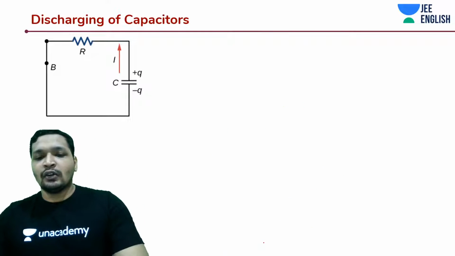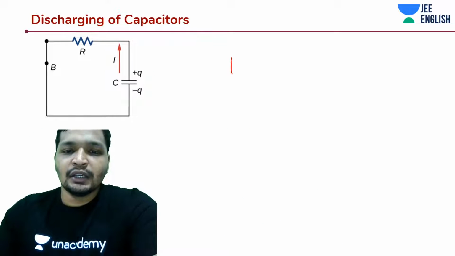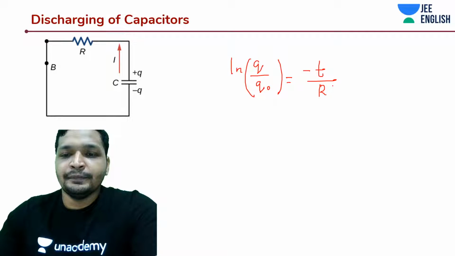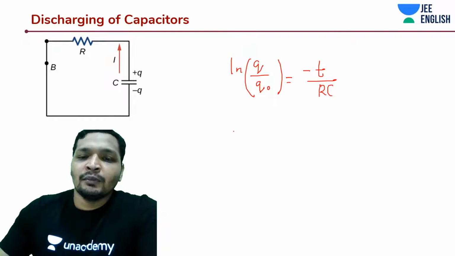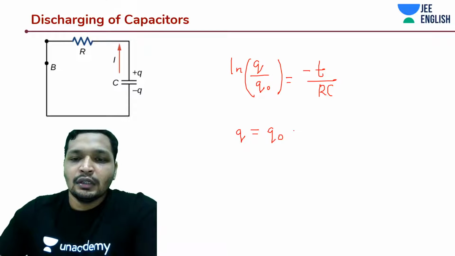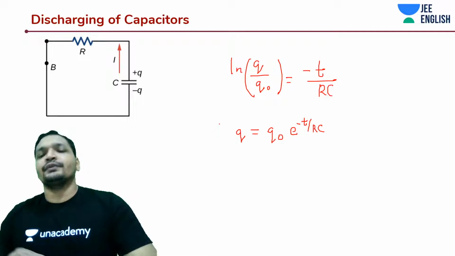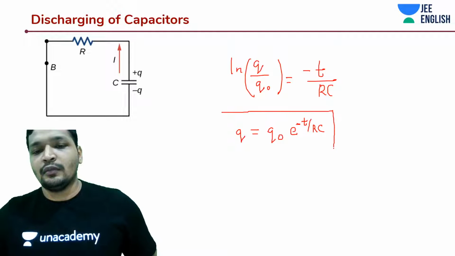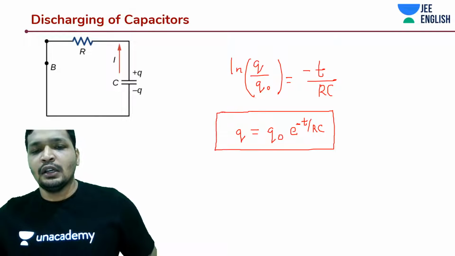So you raise an exponential on both sides. We had this equation, log of q by q naught equals minus t by RC. You raise the exponential on both sides, and you would get q equals q naught e to the power minus t by RC. Okay, so this is the equation that we are getting, and let's just draw a box around it.